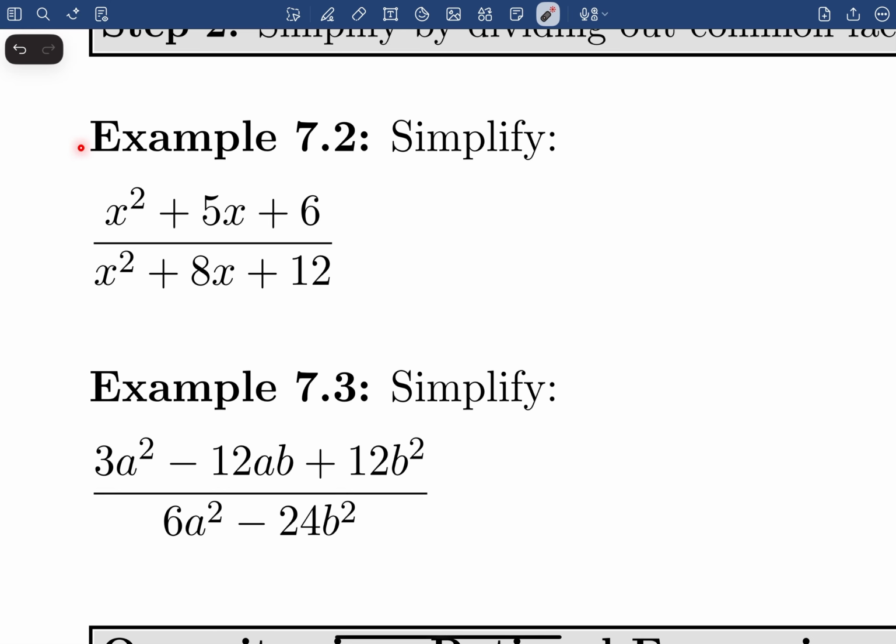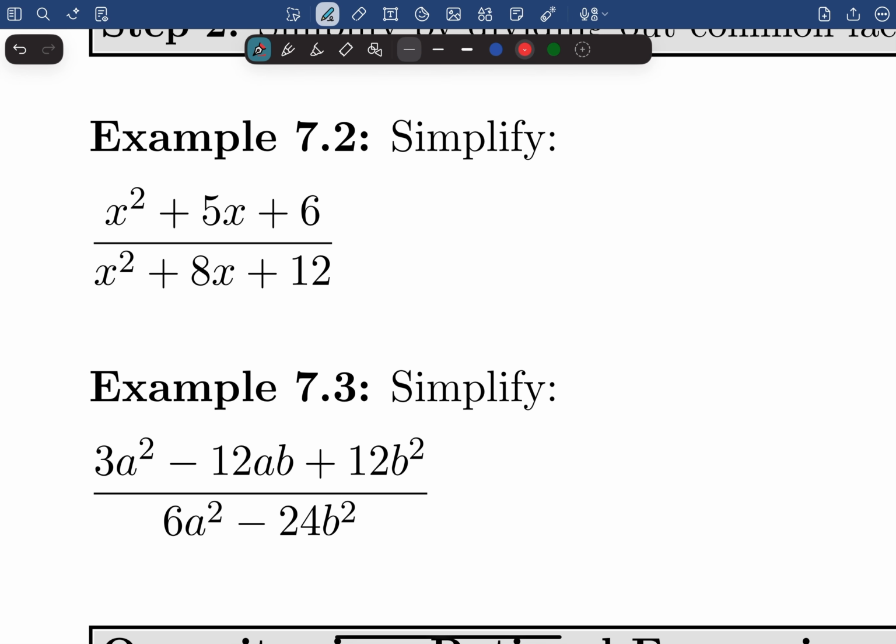Here's example 7.2, and it says simplify x squared plus 5x plus 6 divided by x squared plus 8x plus 12. And some students will look at this and say, well, look, there's an x squared and it's divided by an x squared, and so I'm going to cancel this with this. And if you do that, then you kill a kitten. And don't do that. That's not okay. So you cannot just cancel terms when you see them. Terms are separated by addition and subtraction. You can't just cancel terms. That's illegal.